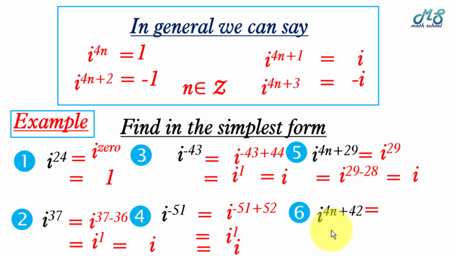Finally, i to the power 4n plus 42 equals i to the power 42. We can write it as i to the power 42 minus 40. In the same way, it will be i squared. I squared equals what? Yes, equals negative 1. Let's have another example.